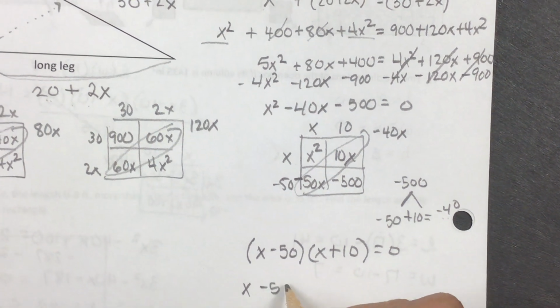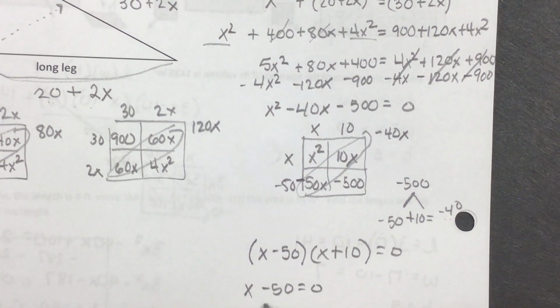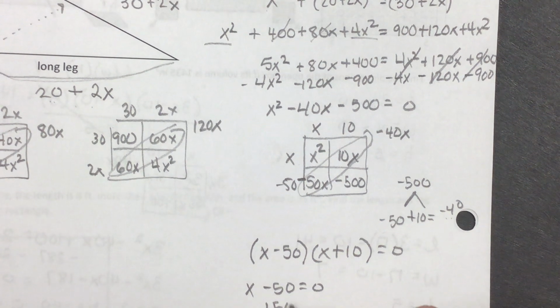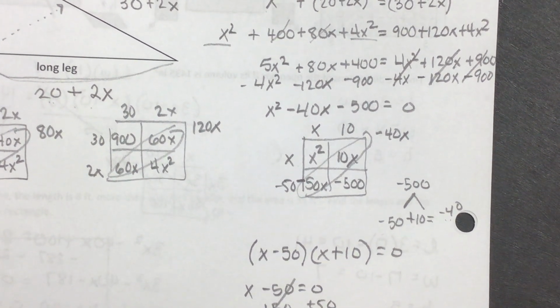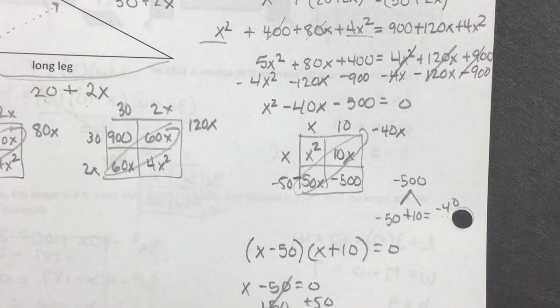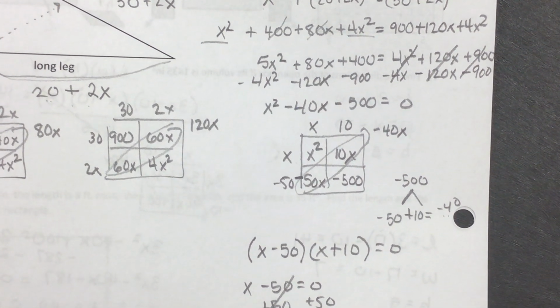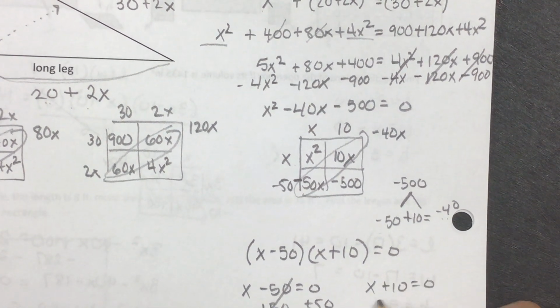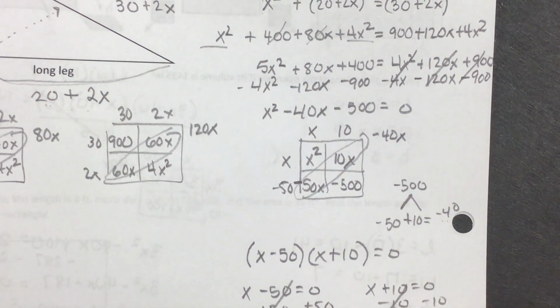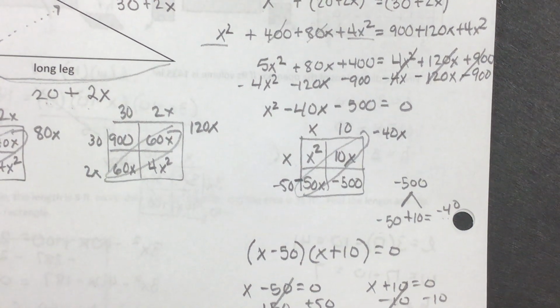X minus 50 is equal to 0 because you set each factor equal to 0. Add 50 to both sides to solve for x. X is equal to 50, and that is your answer. Because we're talking about length, x plus 10 is equal to 0 is not part of the solution because it gives you a negative x value.